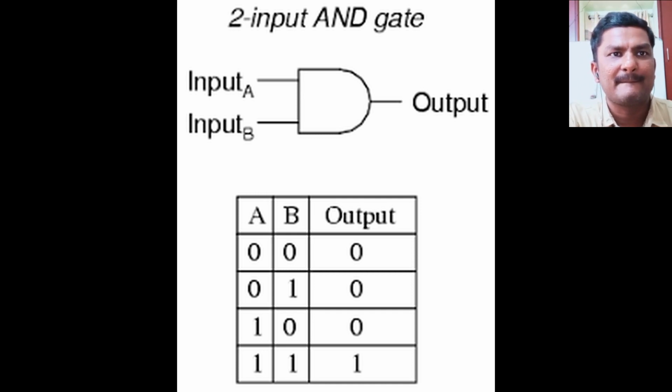In the third case, if A is closed, B is open, there is no glow of bulb. So for A equal to 1, B equal to 0, Y value is 0. In the fourth case, if both A and B are closed, that means A equal to 1, B equal to 1, bulb glows, so Y equal to 1.